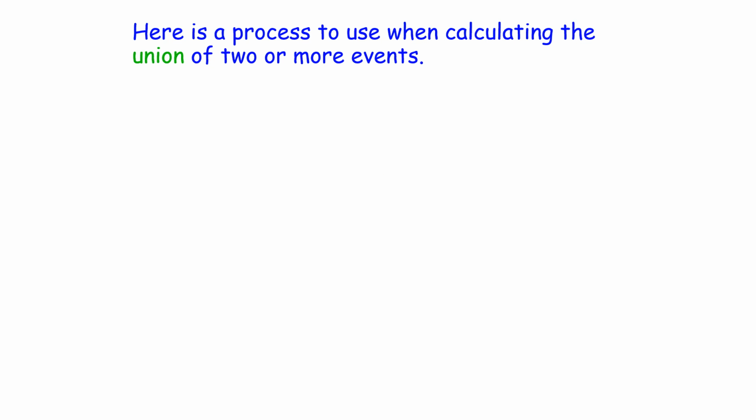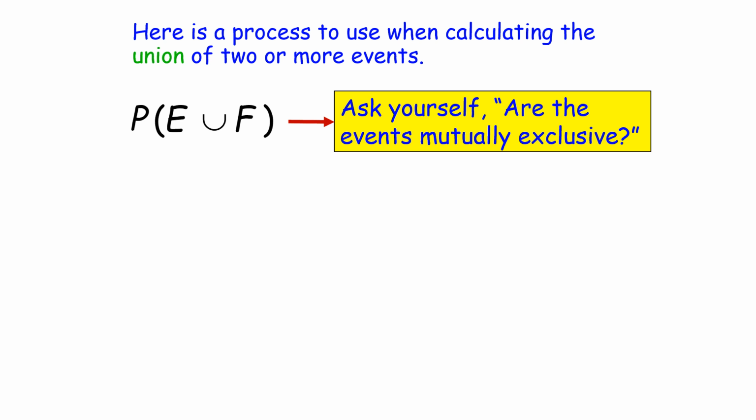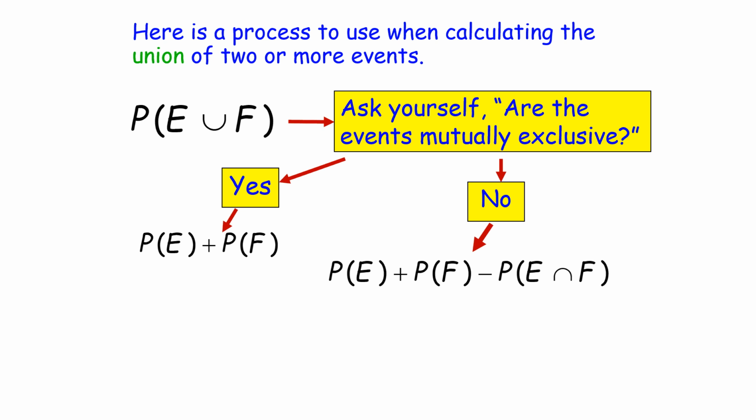So here's the process to use when calculating the union of two or more events. If we have the probability of E union with F, you need to ask yourself, are these events mutually exclusive? Because if they're mutually exclusive, then you can take the probability of E and just add it with the probability of F. But if they're not mutually exclusive, then you need to take the probability of E, add it with the probability of F, minus the probability of the intersection of E and F.